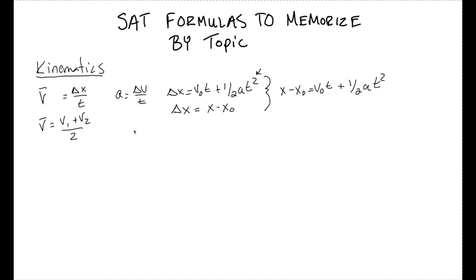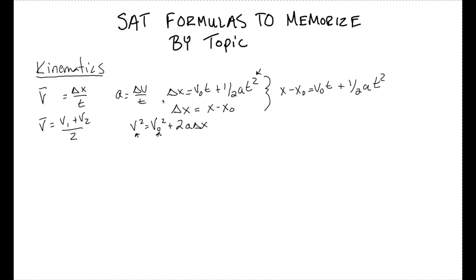The next formula is awesome. If you do not know t, you can use that the final velocity squared is equal to the initial velocity squared plus 2a delta x. Once again, this is when you know the final velocity and the initial velocity of an object, but you don't know how much time has gone by.